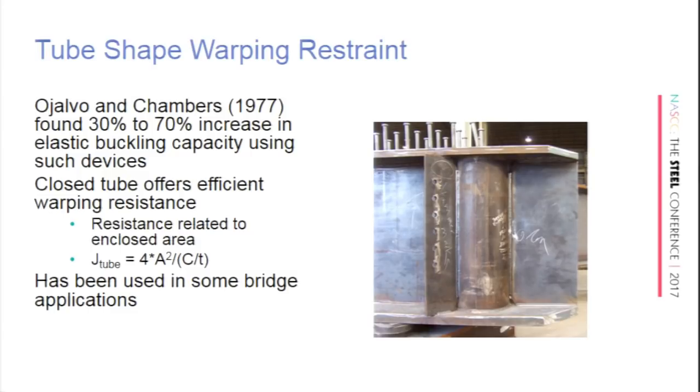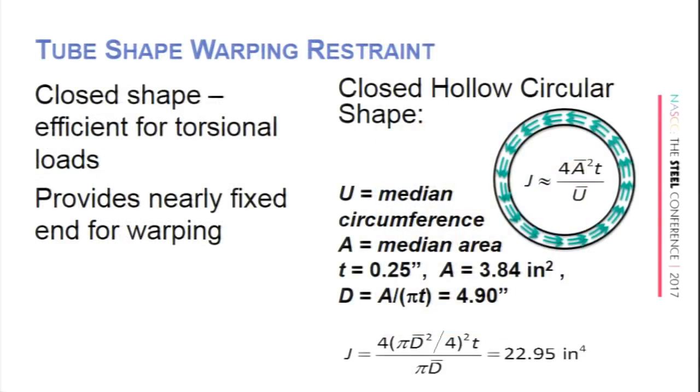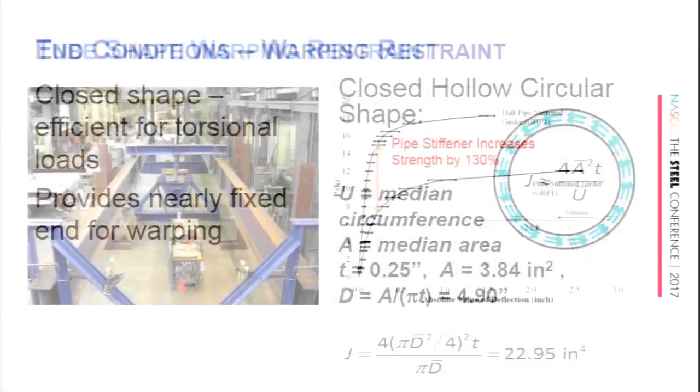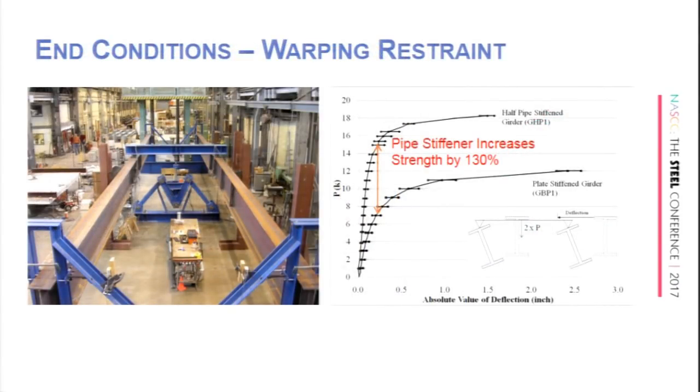So why use a closed tube? Are there other things? There are other things we can use, and we'll talk about those briefly. But what does the closed tube offer? It offers a very large torsional constant. Right? We go back to that slide that Perry showed. 22.95 inches to the fourth is a torsional constant for this closed shape. If you notice on his slide, for the open wide flange shape, the torsional constant was down around 4, right? So open shapes are very inefficient in torsion. Closed shapes are very efficient. And that's what we rely on for our tube-shaped warping restraint.